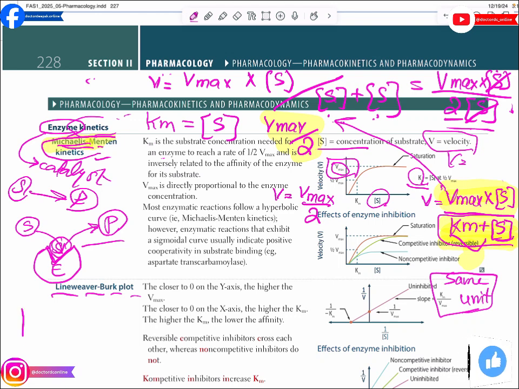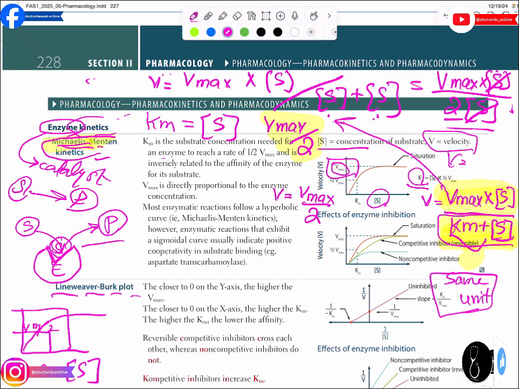If this one is a graph and this one is the maximum velocity, then if the Km is equal to the concentration of substrate, the velocity will decrease to half of the maximum. This is the full, then it will be half of the maximum. If the Km is equal to the substrate, then the velocity will be half of the maximum. Okay?